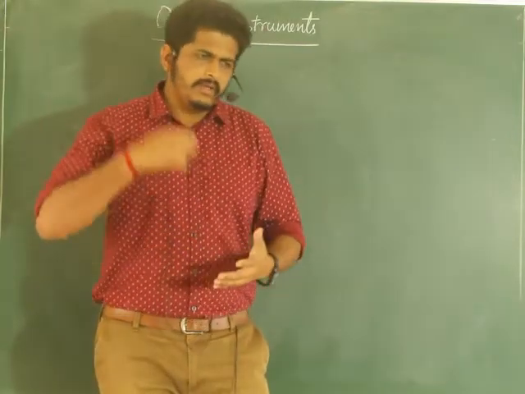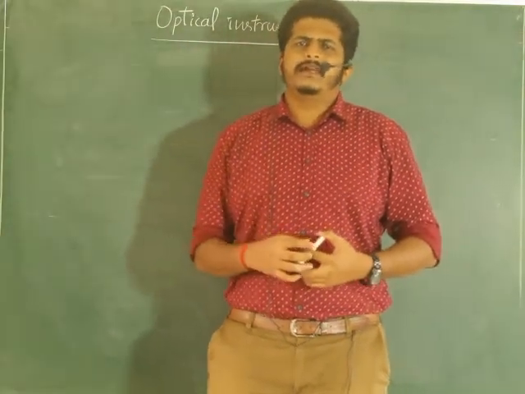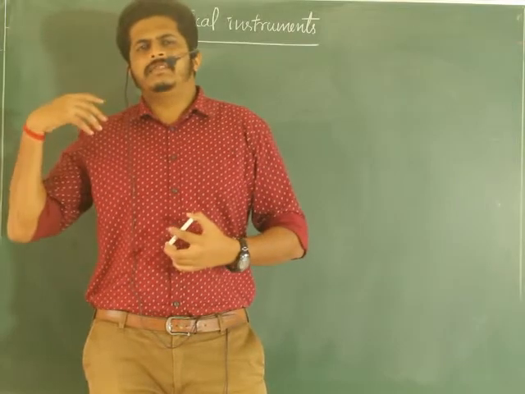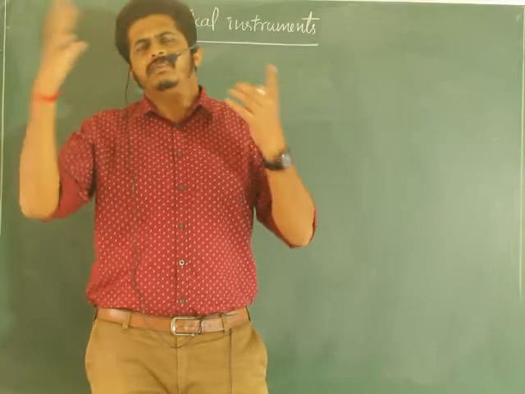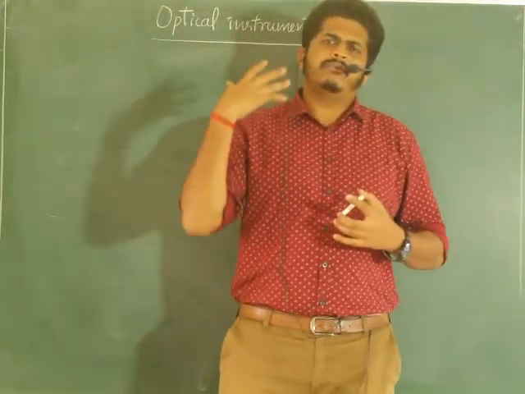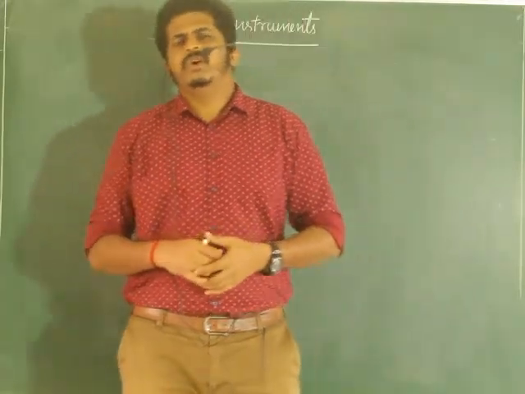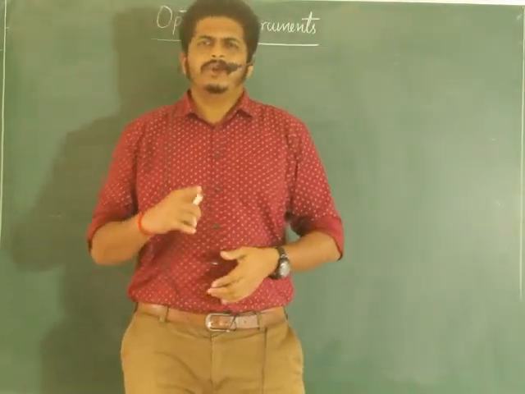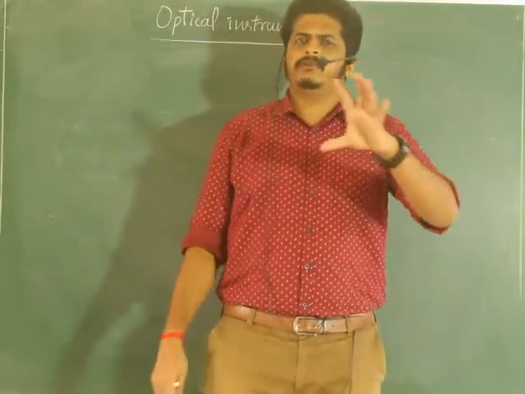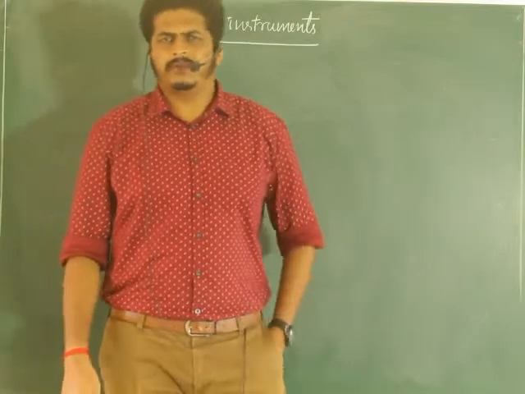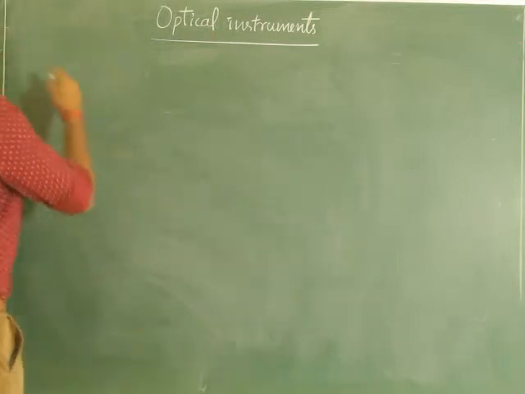So next is one of the most advanced ones. That means we can view very far away places, and an enlarged image of that, very nearly. So that is what a telescope means. You may be familiar with telescopes or binoculars. So today we'll discuss the telescope. Initially we discussed the microscope, the first optical instrument. Let us go for the second optical instrument, that is the telescope.